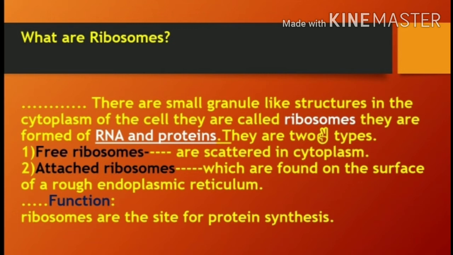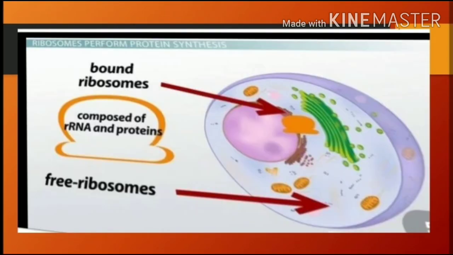Free ribosomes are scattered in the cytoplasm, whereas attached ribosomes, which is the second type, are found on the surface of the rough endoplasmic reticulum. As we have studied in the endoplasmic reticulum, the rough one contained ribosomes. And if we talk about function, they are the site for protein synthesis. Got it? Now, in this slide, you can see bound ribosomes and free ribosomes.